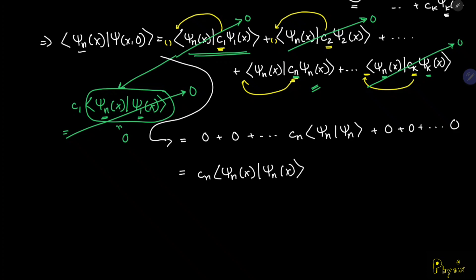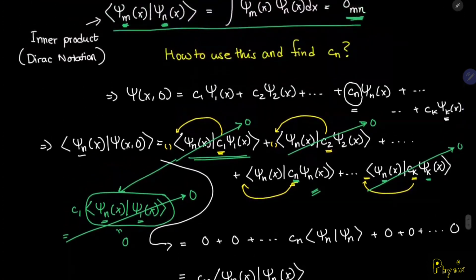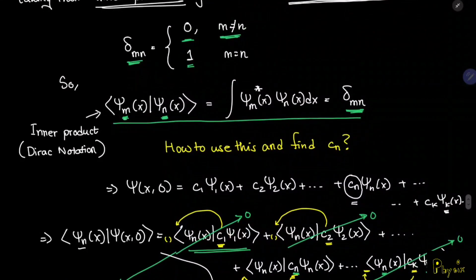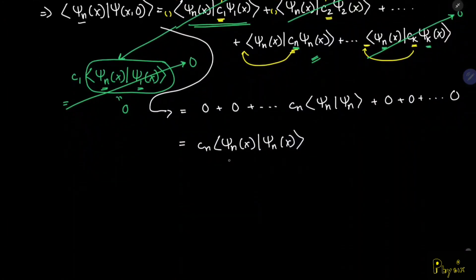So going back to our orthogonality property of stationary states, when m is equal to n, your Kronecker delta function gives you 1. In this case, definitely n is equal to n, therefore this entire term is 1, and the inner product of psi n of x with psi of x comma 0 is c sub n. So this is how you find out c sub n.